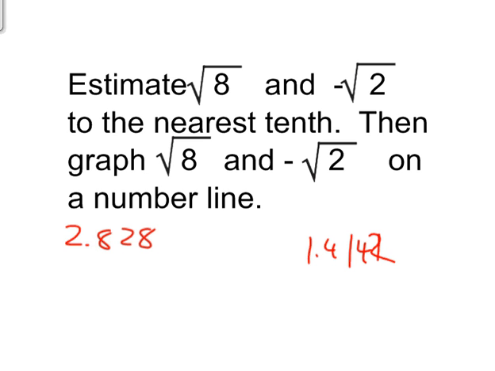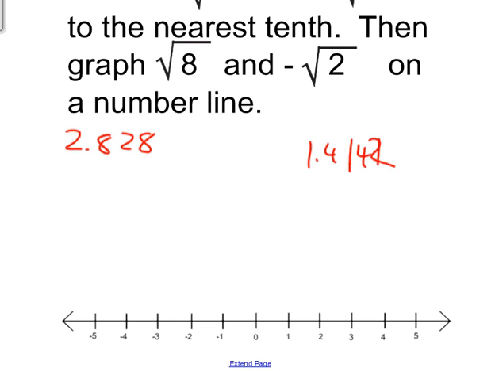1.4142. And then graph these on a number line. So let me look at this on a number line. I've got 2.82. I'm going to go over here, 2.8. It's going to go over to almost 3, not quite. And I've got a negative, because it told me to take the negative here, 1.4142. So it's a little bit further to the left of -1, and it would be right there.